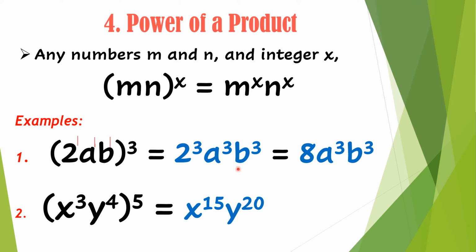Kaya yan. And then, since meron tayong base dito na number, kailangan natin nang i-simplify. 2 raised to 3. Ibig sabihin, i-multiply mo si 2 ng 3 beses. So, 2 times 2 is 4, times 2 is 8. Kaya we have 8. Then, kopyahin na lang si A raised to 3, B raised to 3. So, ang final na sagot natin dito is 8.